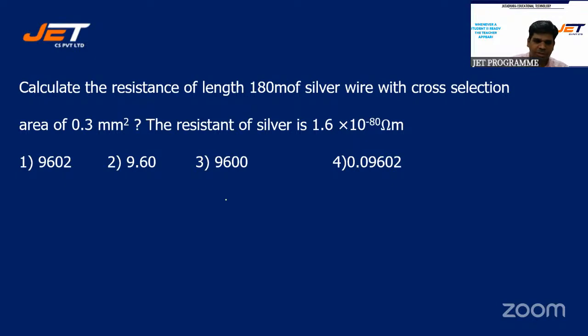So how do we do this? We use the formula R is equal to rho L by A. Rho is given, L is given, A is given. Substitute in proper units and you'll get the answer. Would you like to try? Resistance is proportional to length, inversely proportional to area. The proportionality constant is resistivity. So R is equal to rho L by A. All three are given, required to find R.